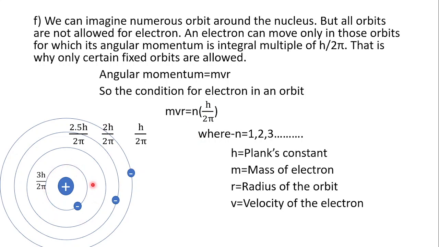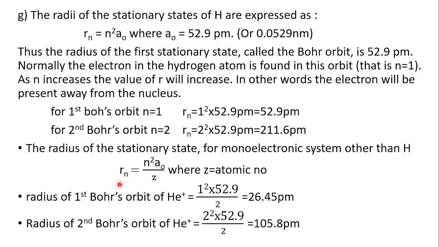আকৌ next orbit টো কি হল? 3h by twice pi. It is an integral multiple. That means electron can be present here. So electrons can be present only in those orbits in which the angular momentum of the electron is an integral multiple of h by twice pi.